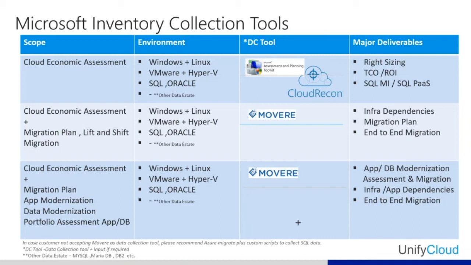In case you are doing the next step, where you have to not only do an economic assessment but also create a migration plan, then maybe using Movere, again a free tool from Microsoft, is a better choice. Movere will give you a lot of dependency data. It will give you infrastructure dependency, which you can use to create a migration plan, which is the cloud adoption plan, and then do end-to-end migration. So it's a good choice here.